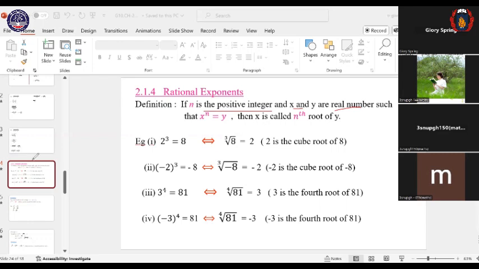Suppose there is a real number such that x power n equals y. Then x is called the n-th root of y. x is called the n-th root of y, that is, x power n equals y, so x equals the n-th root of y.